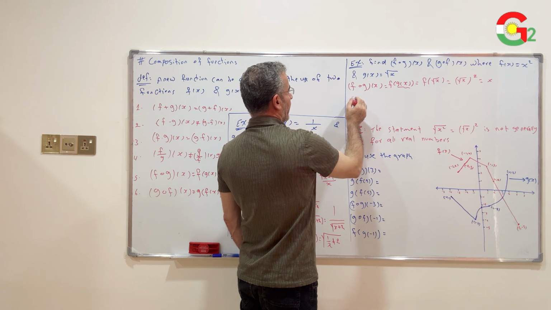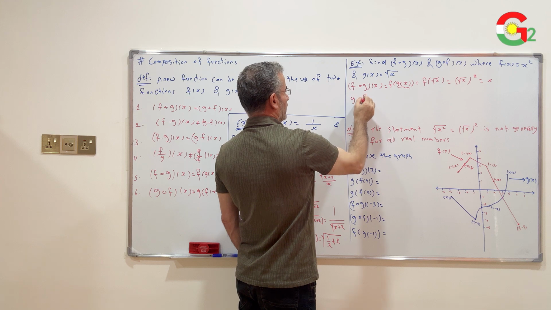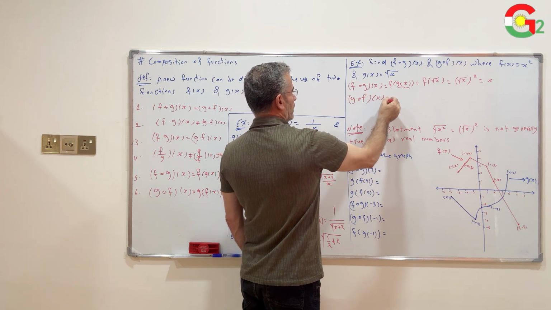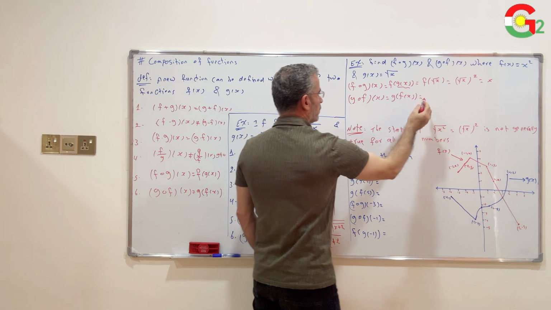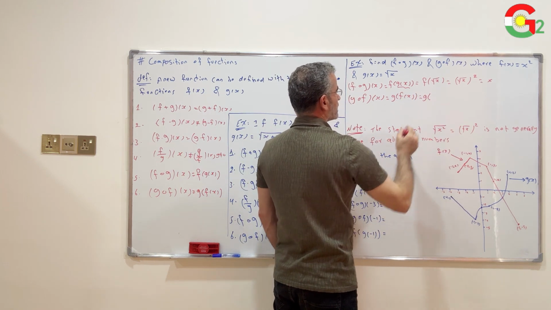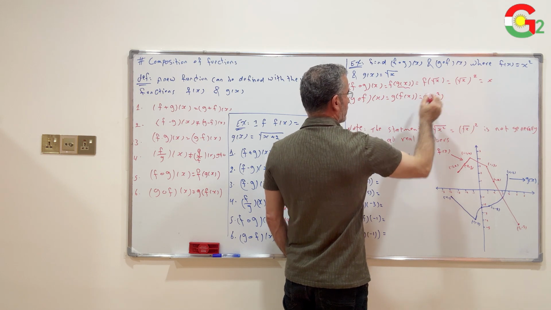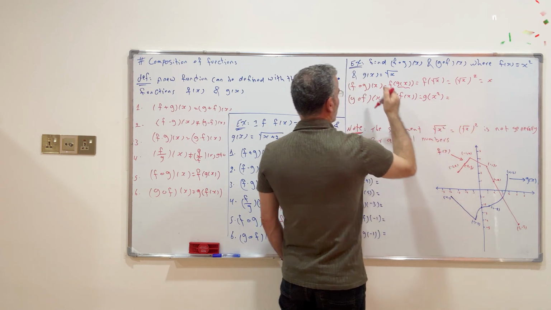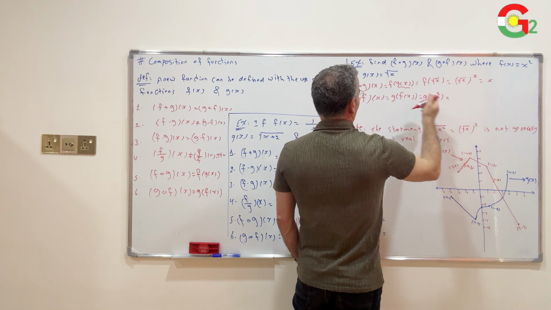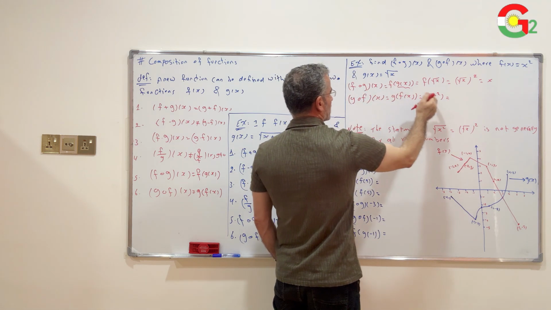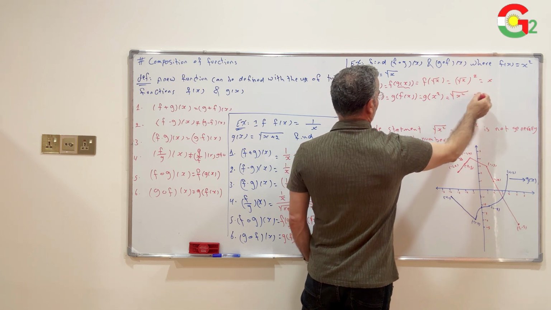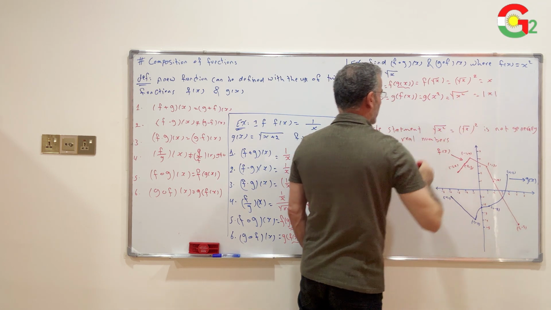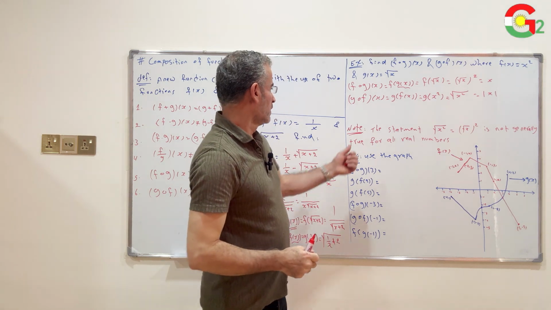g of f of x, its definition is g of f of x equal to g of x power 2, square root of x power 2. In the function g, change the variable x with x power 2, then it will be square root x power 2 equal to absolute value x and not x.